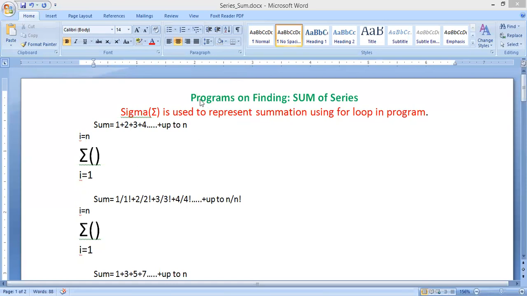So here our program topic today is programs on finding the sum of the series, right? So a series is also kind of a pattern, like we have printed patterns. There was a shape, a right angle triangle in different orientations, in different rotations, and then diamond and all these things were done with for loops. Similarly, here also we will utilize a for loop.